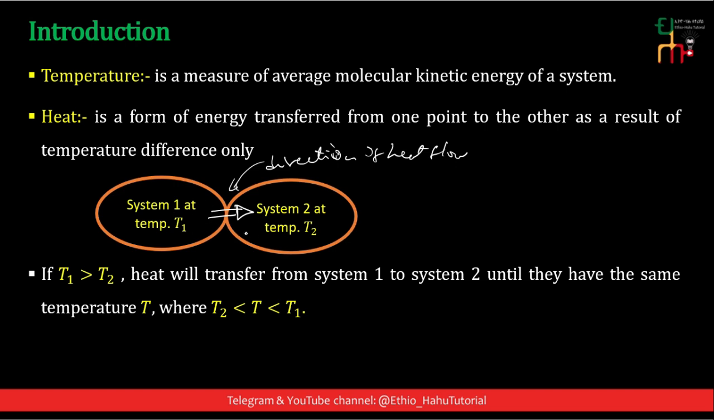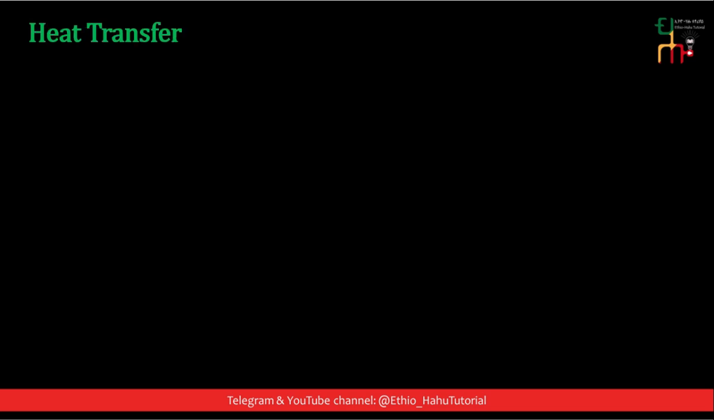The final temperature of the two systems becomes T, and this T, the final temperature of the system, is greater than T2, the smaller temperature, and less than the larger temperature. This state is known as thermal equilibrium. At thermal equilibrium, the two systems do have the same temperature.